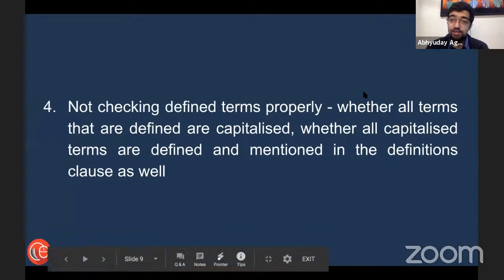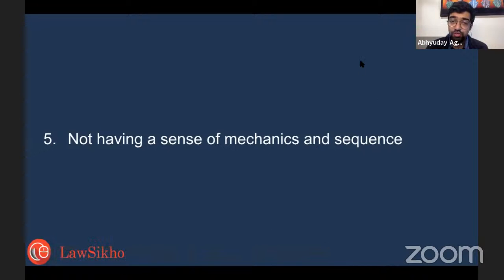Then not checking, so this is done. Let's look at the fifth point: not having a sense of mechanics and sequence. This is not the sequence of the clauses, not clause 1 to 10. No. Sequence meaning imagine the transaction flowing from beginning to end.